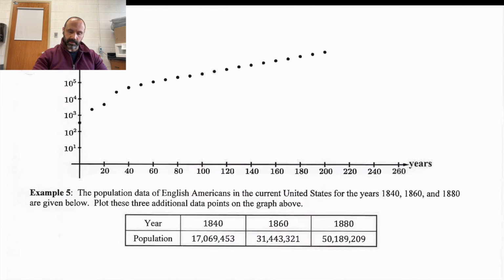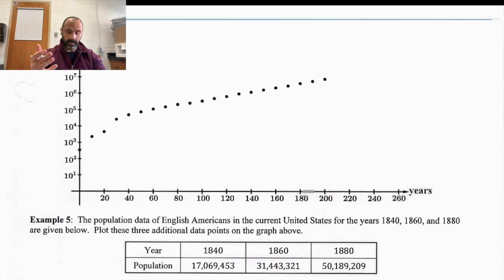It says the population of English Americans in the United States. They want us to plot the next 3 years: 1840, 1860, and 1880. And we're given these populations. So we've got to find out how we get these numbers and how we plot these.